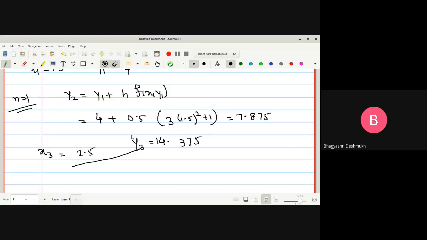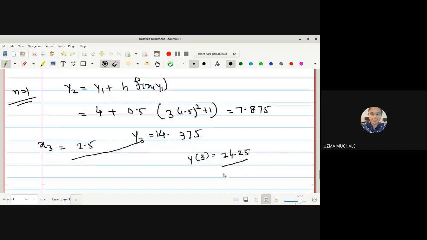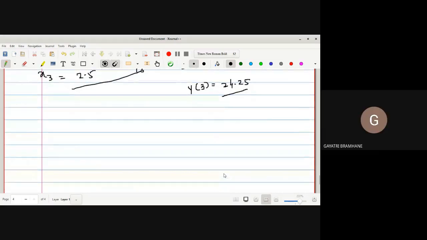So here in this way we get the value of y at x equal to 3. Yes, what is the answer? 24.25. Okay. Yes, everyone got the same answer? Yes, ma'am. Okay. Write down some examples for the homework of Euler's method.